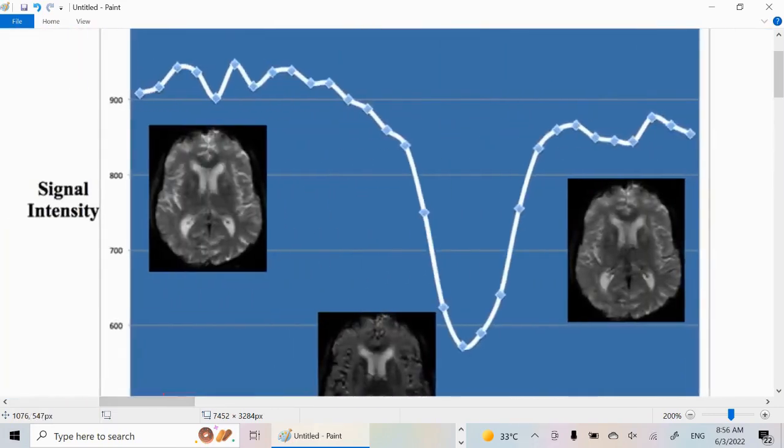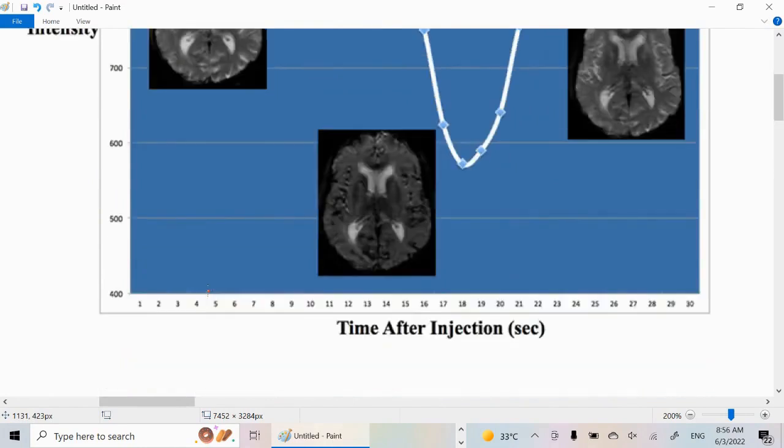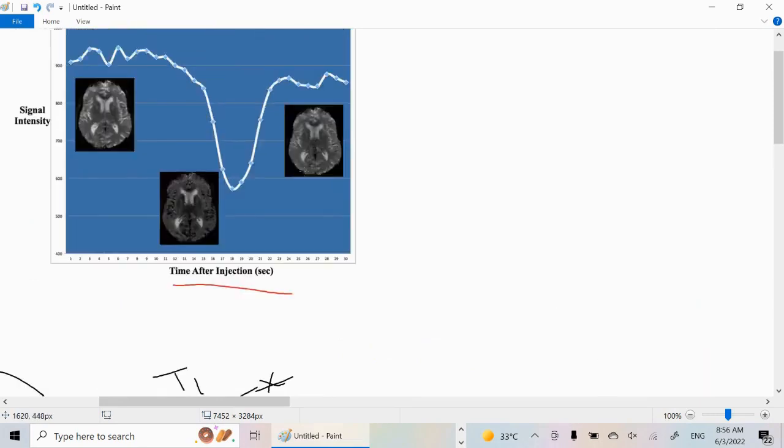As you can see here, imaging was performed before and after. Then the contrast intervened, and the signal dropped. After that, what didn't happen strongly began to return again.